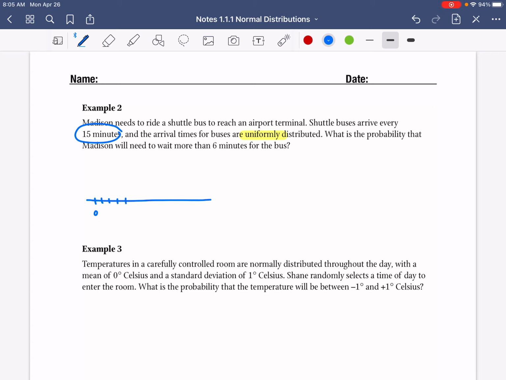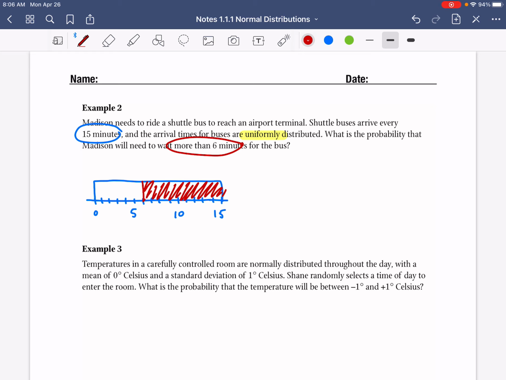That's 1, 2, 3, 4, 5, 6, 7, 8, 9, 10, 11, 12, 13, 14, 15. But the most she'll wait is the 15 minutes for the bus because it comes every 15 minutes. It says, what is the probability that Madison will need to wait more than 6 minutes? So here's 6 minutes, and she has to wait more than that. So any of these times would be more than that.